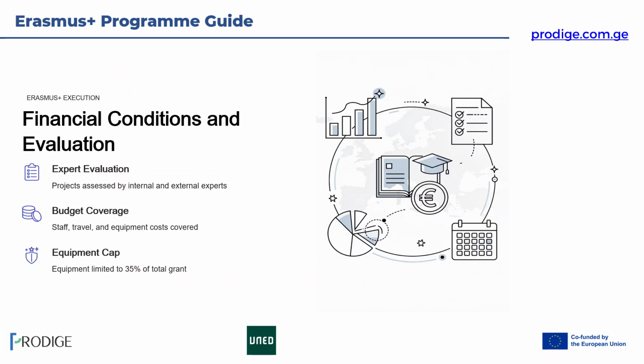To conclude, it's important to understand the behind the scenes. Projects are evaluated by experts based on their quality and measurable objectives. The budget can cover staff, travel, and equipment, though equipment is capped at 35% of the grant. This ensures that the majority of the funds are used directly for the mobility and learning activities that define Erasmus+.